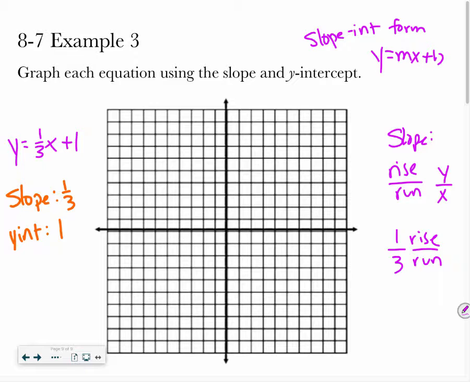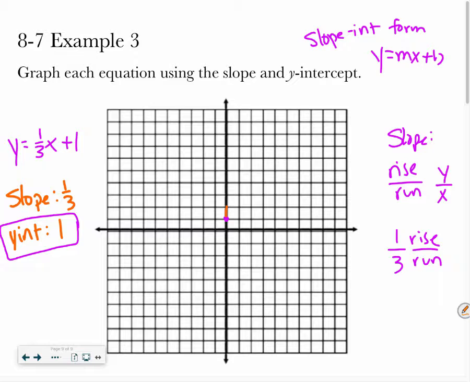But before we can do that, we have to know, where do we start? We always start at our y-intercept, okay? So where is 1 on our y-axis? 1 is right here on our y-axis, and then using our slope of 1/3, I'm going to rise 1, and I am going to run 3.